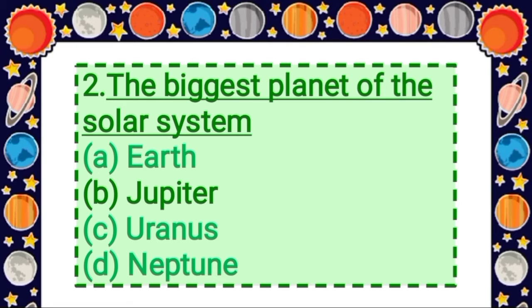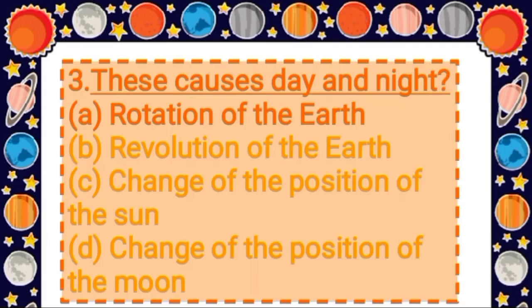Option A, Earth. Option B, Jupiter. Option C, Uranus. Option D, Neptune. So answer option B, Jupiter, means the biggest planet of the solar system is Jupiter.